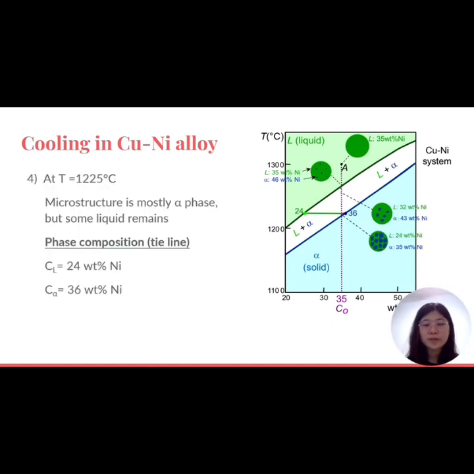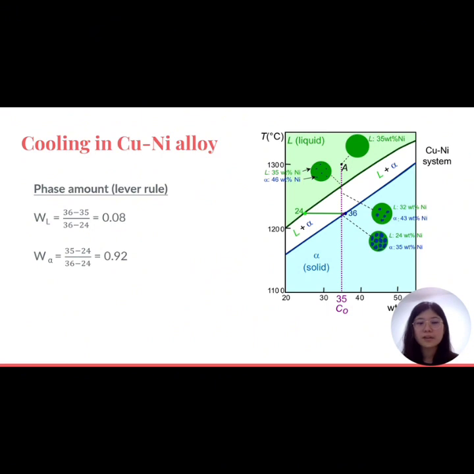So moving on to temperature at 1225 degrees Celsius, the microstructure is mostly in the alpha phase, but there will be some liquid that will still remain. So the phase composition will be 24 weight% nickel for liquid and 36 weight% nickel for alpha. So the phase amount for liquid will be 0.08, which has significantly decreased, and for alpha it will be 0.92.